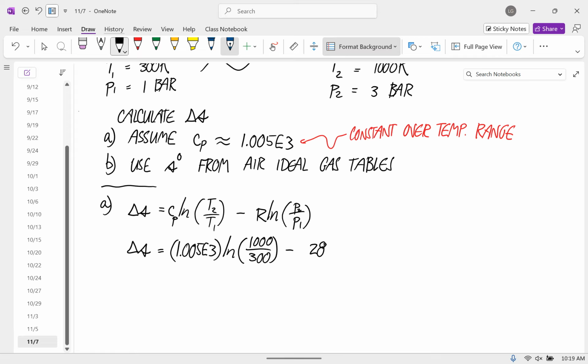We've done that enough though that I'm just going to use the value of 287 in SI units times the natural log of 3 bar, 3 times 10 to the fifth, divided by 1 bar, 1 times 10 to the fifth. And we get a delta S value of 894.7 joules per kilogram Kelvin.